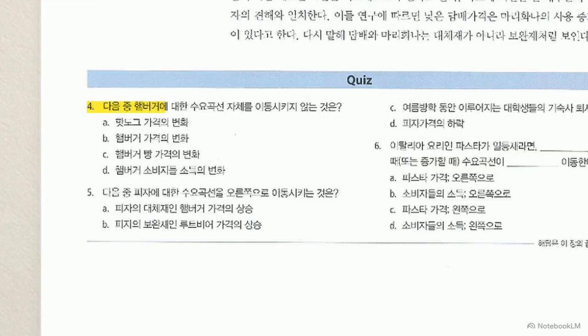This question asks which factor does not shift the demand curve for hamburgers. Option B is the correct answer. The price of the hamburger itself is the only option that slides you along the line rather than moving the entire curve. Keep this visual rule in mind.